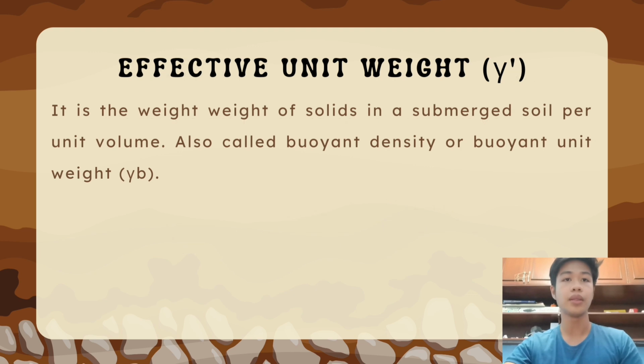Effective unit weight or submerged mass density. In submerged mass density, hindi lang basta may tubig in between space, kundi lagpas na yung height ng water sa dami ng solid sa isang container.